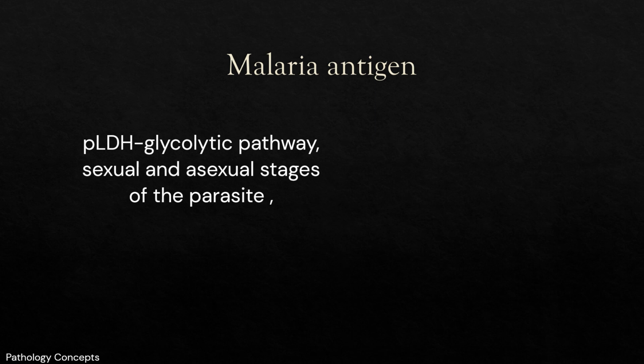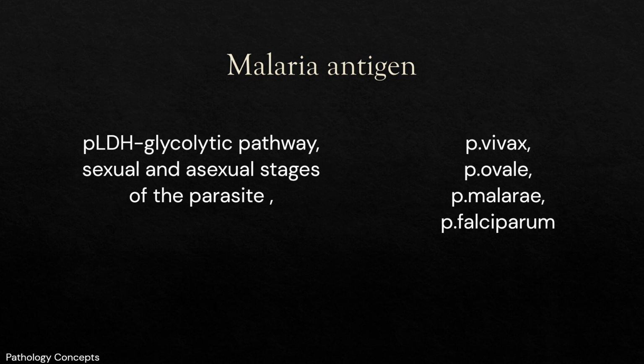pLDH is an enzyme found in the glycolytic pathway of the malarial parasite. It is produced by sexual and asexual stages of the parasite. Different isomers of pLDH exist for each of the 4 Plasmodium species infecting humans.